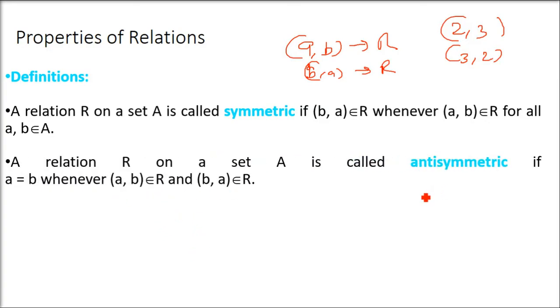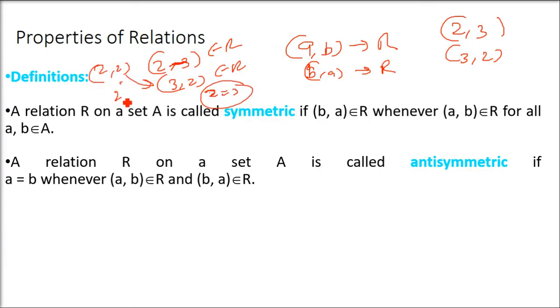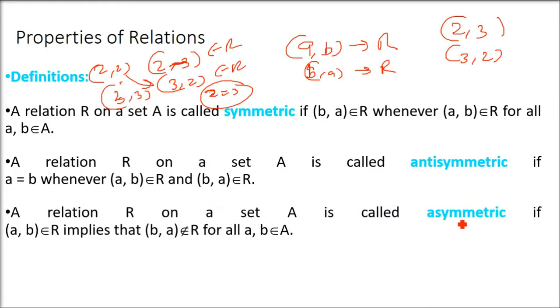Antisymmetric: if (A, B) is in the relation and (B, A) is also in the relation, that means A has to be equal to B. A and B should be equal. So if 2, 3 belongs to R and 3, 2 belongs to R, that means 2 has to be equal to 3, which is not possible. So 2, 2, we will see when we talk about A, B, C, D in a relation. In numbers, we will not be able to define this.